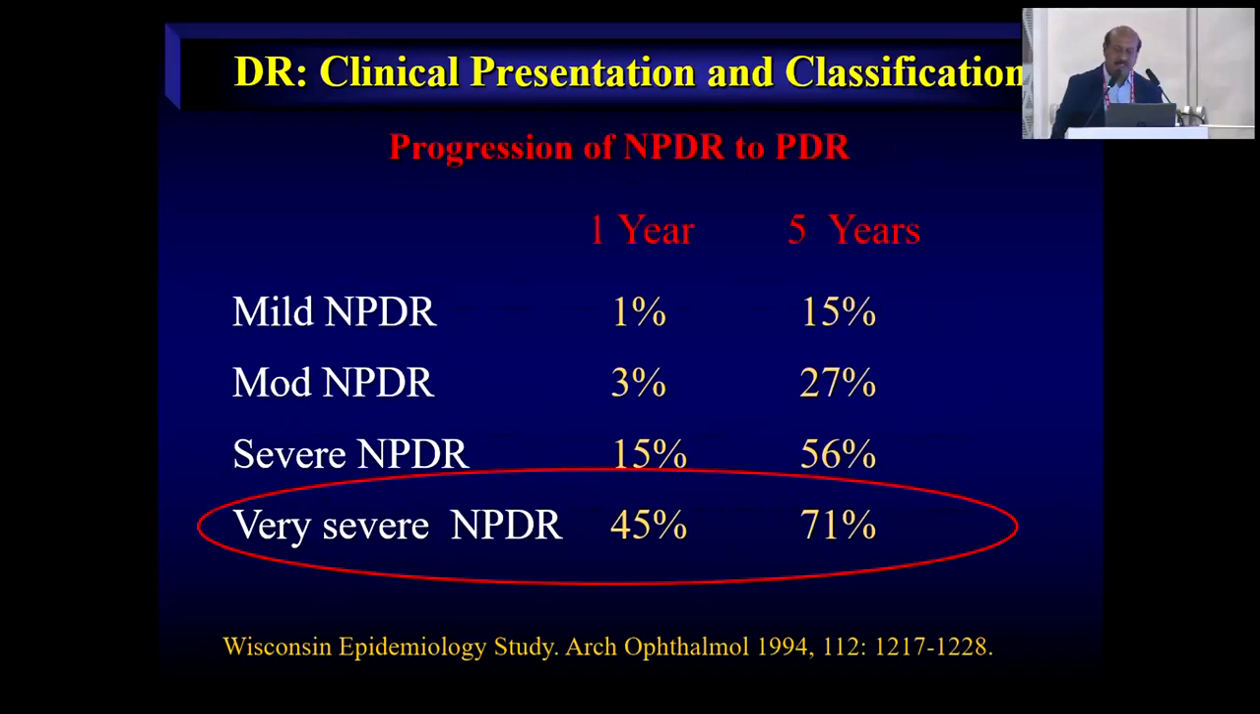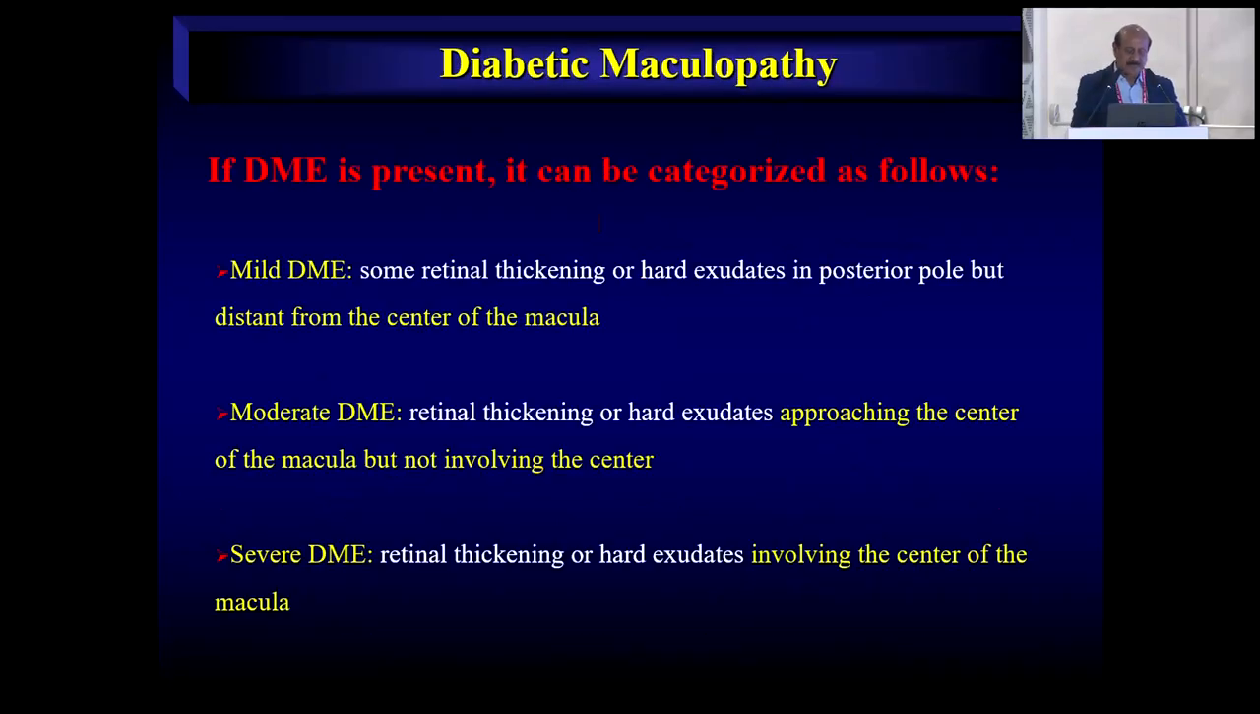So why is it important? Because it is very severe. You see, in 1 year, half of them are turning into proliferative diabetic retinopathy. So follow-up is very, very essential. You can make it closer follow-ups, every 3 months or 4 months, that can be done.